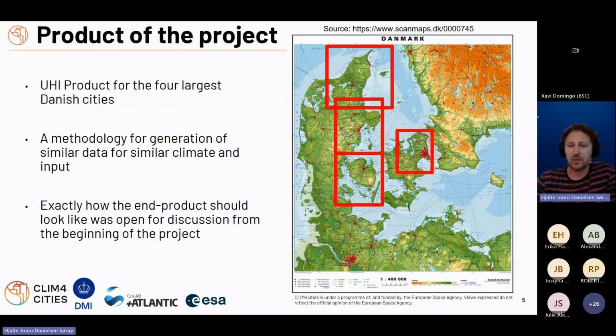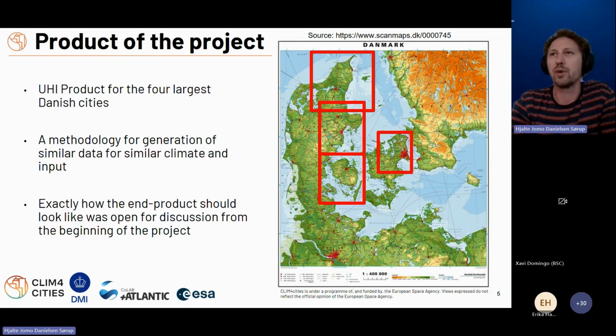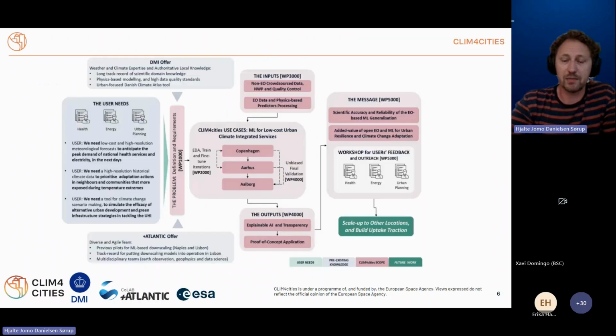In this particular project, we are focusing on the 4 largest cities of Denmark and surrounding areas to get a baseline on what it is outside of the cities. And we are developing a product for these 4 cities, as well as a methodology for how this can work in a Danish context and a Northern European context. But exactly how the end product should look was not well defined when we started the project, because it was set from the beginning that we should try to best possible meet user needs. So this is from the project description.